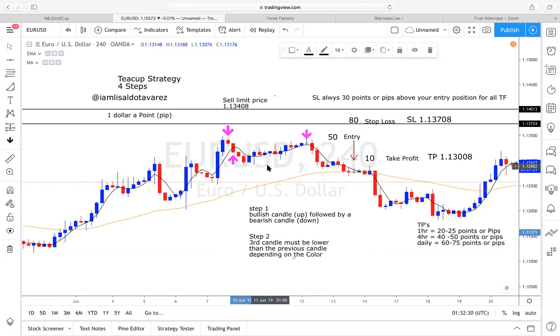So we have established the first two steps. Step number one, bullish candle followed by bearish. Step number two is this third candle, depending on the color, we're going to match it with the previous candle. If the third candle is red, we want it to be lower than the second red candle. If the third candle is blue, we need the third blue candle to be lower than the first blue candle. And it all depends on what color is your bull candle, your up candle on your chart. Mine is blue, that's why I'm saying blue.